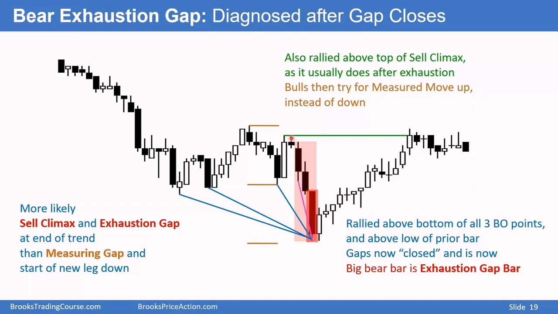It went above the top of the sell climax. The bears want a double top, break below the neckline, measure move down. This is too much of big down, big up, big confusion. It's more likely the market's going to enter a trading range, test down, and then test back up.